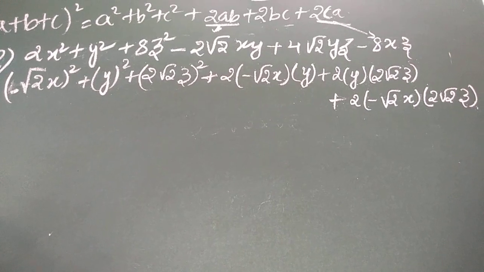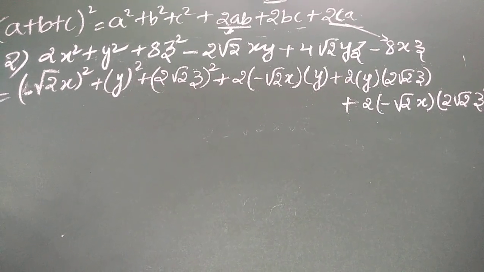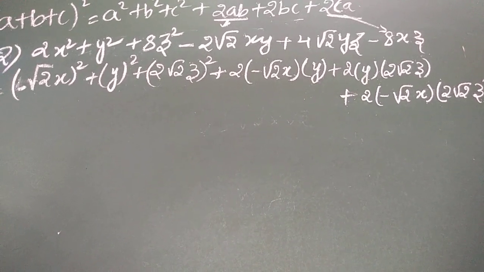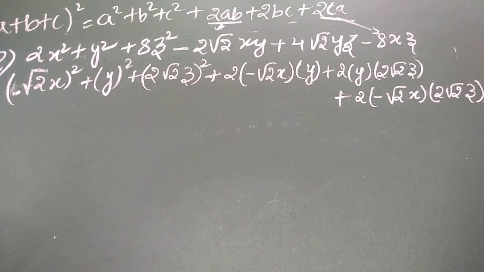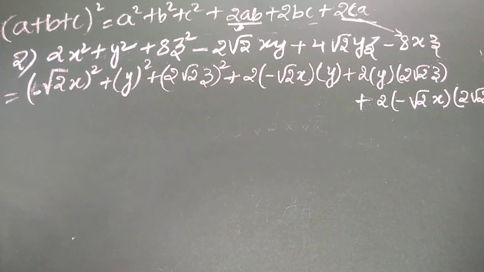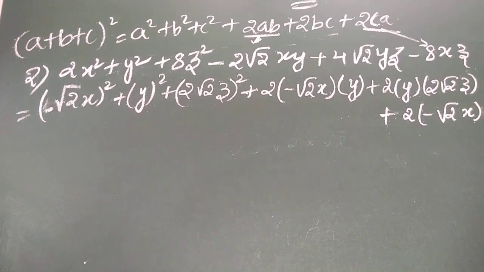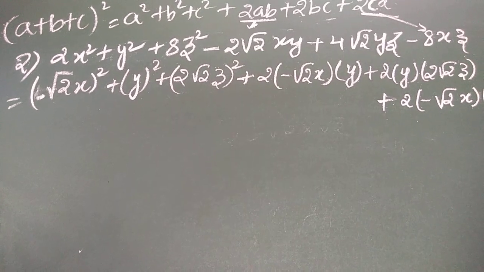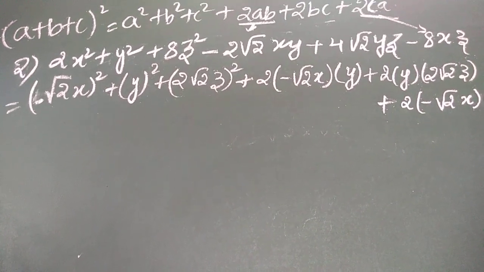So now I have written my next line matching to my identity, that is a as minus root 2 x whole square and b as y whole square, c as 2 root 2 z whole square. Can you say which identity matches to this? Yes children, you are right, it matches to a plus b plus c whole square. Now can you say what is a? A is minus root 2 x, b is y and c is 2 root 2 z.